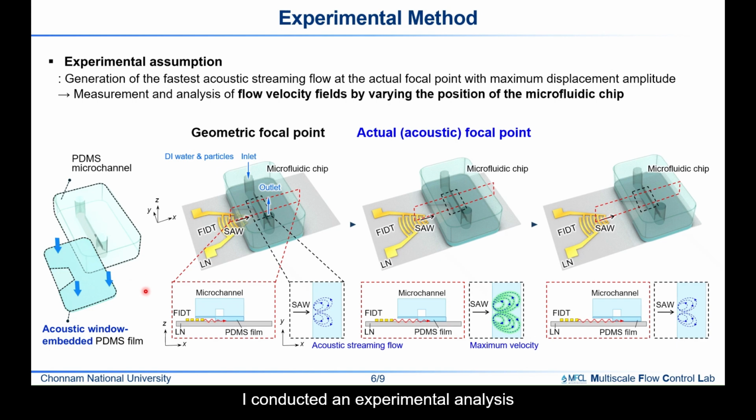Next, I conducted an experimental analysis using acoustic streaming flow. To minimize the wave attenuation within the PDMS microchannel, I made a microfluidic chip by attaching a PDMS membrane within the acoustic window under the microchannel. Then, I analyzed how the velocity of the focus transducer-induced acoustic streaming flow changes by varying the distance between the focus transducer and the microfluidic chip. I assumed that the flow velocity would be the highest at the actual focal point.